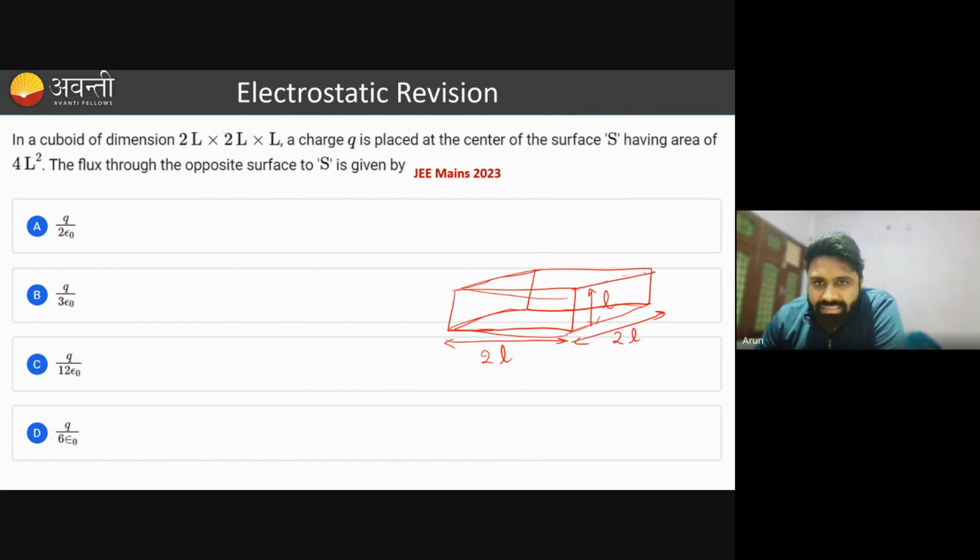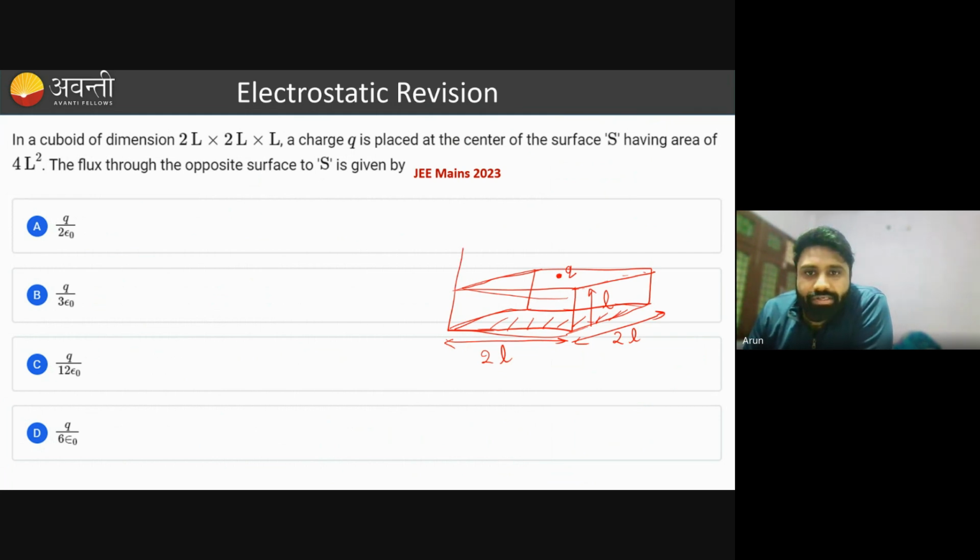So we will place this charge at this surface. You can also place it on the base. So we have placed it at the top. This charge is placed here, let's say. The flux through the opposite surface S is given by. So we need to calculate the flux through this base surface. What we are going to do? In these types of question, we try to cover this charge.